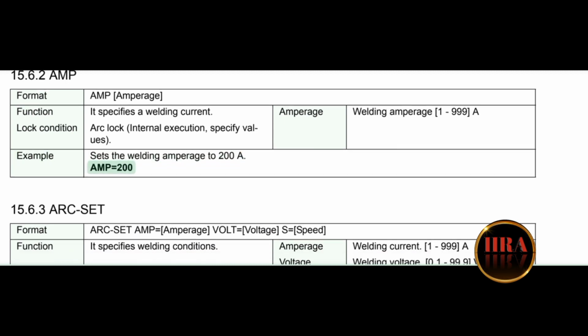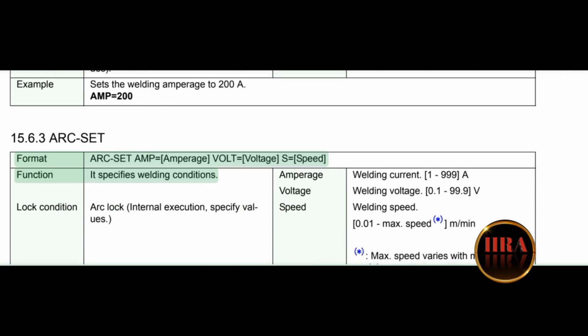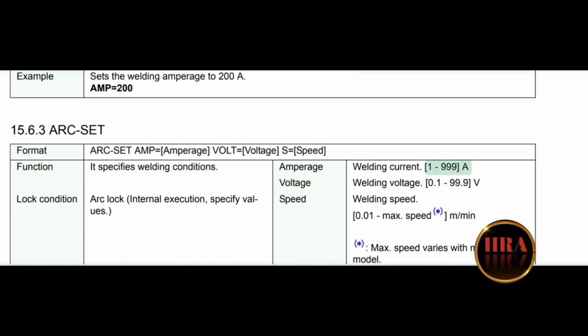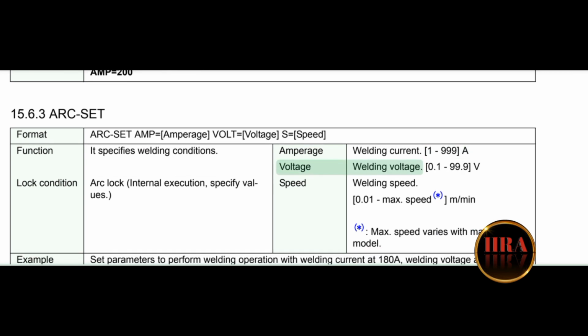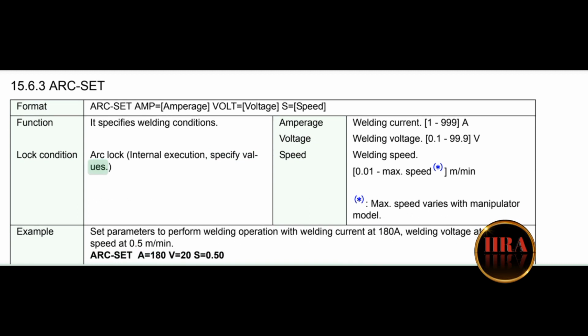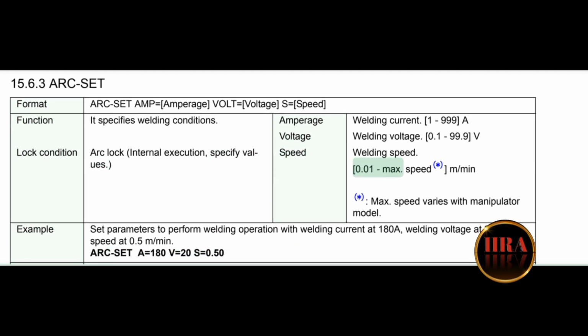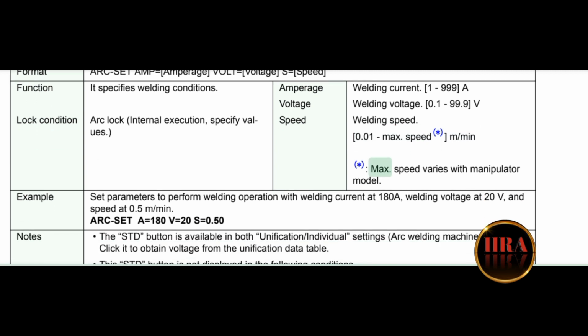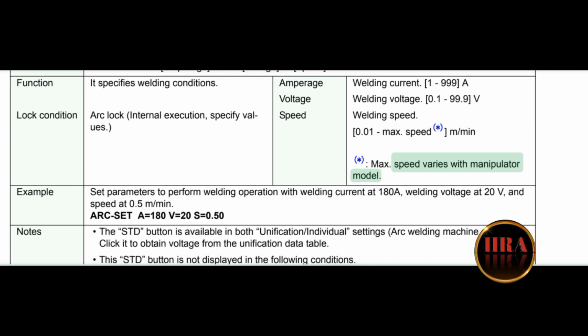AMP equals 200. Format: ARCSET AMP equals amperage, VOLT equals voltage, S equals speed. Function: it specifies welding conditions. Amperage: welding current, 1 to 999 A. Voltage: welding voltage, 0.1 to 99.9 V. Lock condition: ARC lock, internal execution, specify value. Speed: welding speed, 0.01 to max speed, m per minute. Max speed varies with manipulator model.